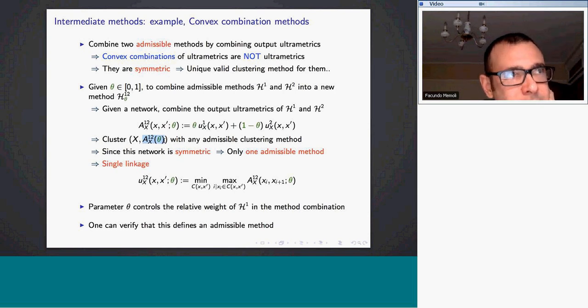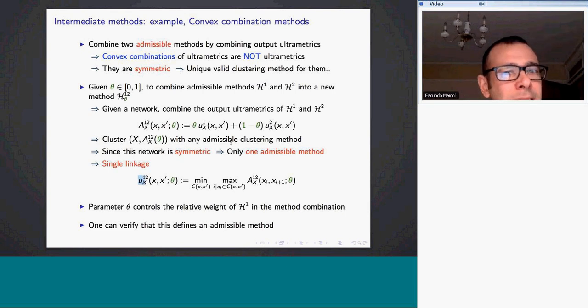So then, in the context of symmetric methods, the natural and actually only choice here is to apply single linkage as an admissible method. So we made this convex combination with single linkage in a geometric way that depends on theta. And let theta be one of the two extreme values, 0 or 1, you will recover either H1 or H2. And this defines an admissible method.